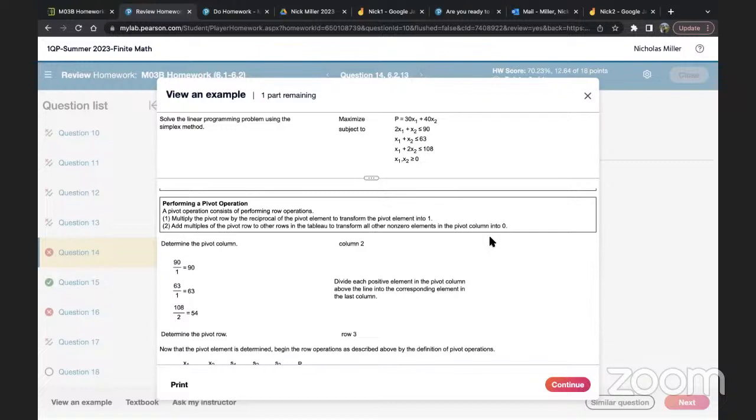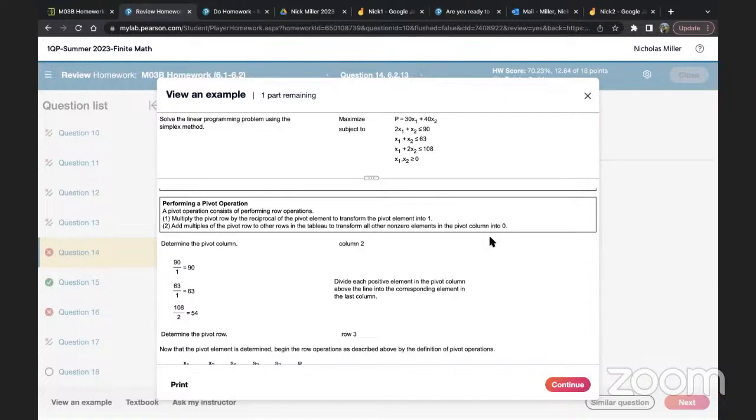Remember how we do that a lot? Add multiples of the pivot row to the other rows in the tableau to transform all other non-zero elements in the pivot column. Okay, so we're doing that same process. But there's a certain order that they're wanting you to do it in. That's what you're determining: the pivot column, the pivot row and the pivot element. So determine the pivot column, which is 2. Remember we talked about that? Yeah. So 90 divided by 1 is 90.